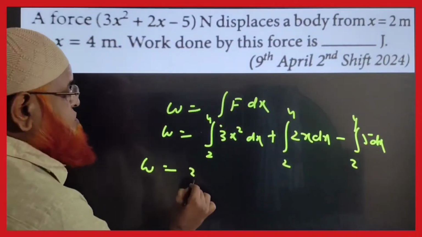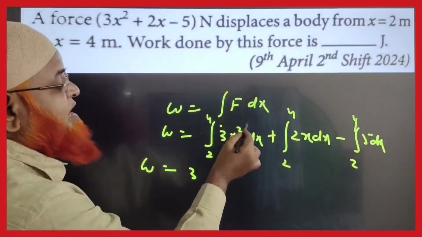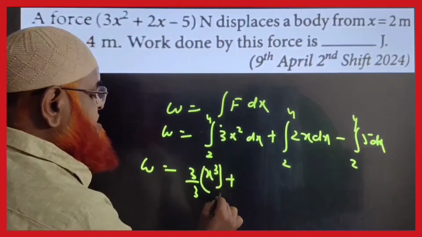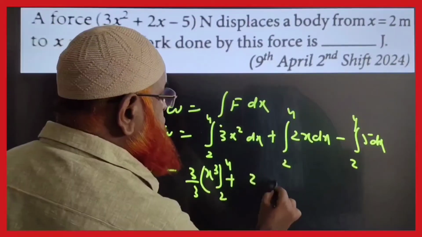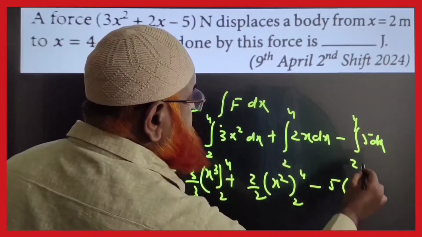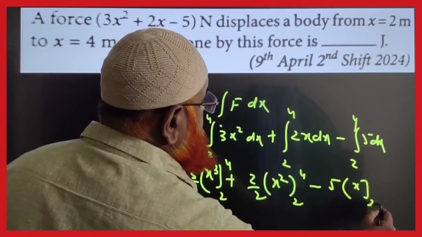So 2 to 4 and 2 to 4. Here you can write now 3. After integration you will get x power n plus 1 by n plus 1, means x power 3 by 3, plus, and limits are from 2 to 4, and this is going to be 2 into x square by 2, and limits are from 2 to 4, and this is minus 5x, limits are from 2 to 4.